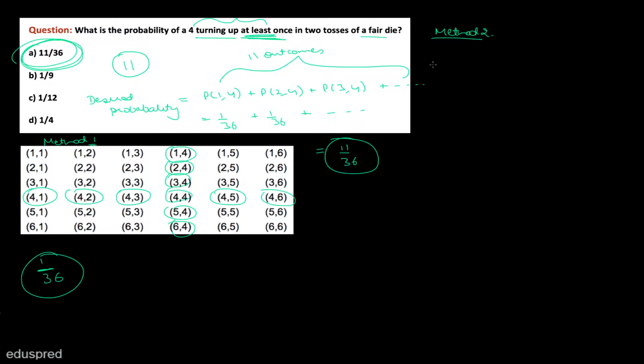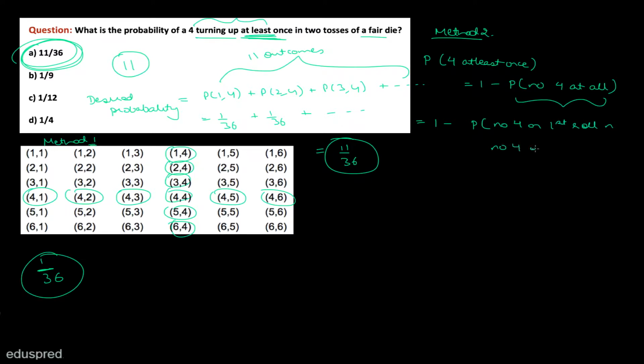Okay, so according to method number 2, the probability of getting 4 at least once is equal to 1 minus the probability of getting no 4 at all, right? So let's figure out this probability. The probability of no 4 at all means the probability of no 4 on the first roll intersection no 4 on the second roll. Okay, so think of this as an event. This is event A, and let's say this is event B. So we have to find the intersection of A and B, where A is that you do not get 4 on the first roll and B is that you do not get 4 on the second roll.